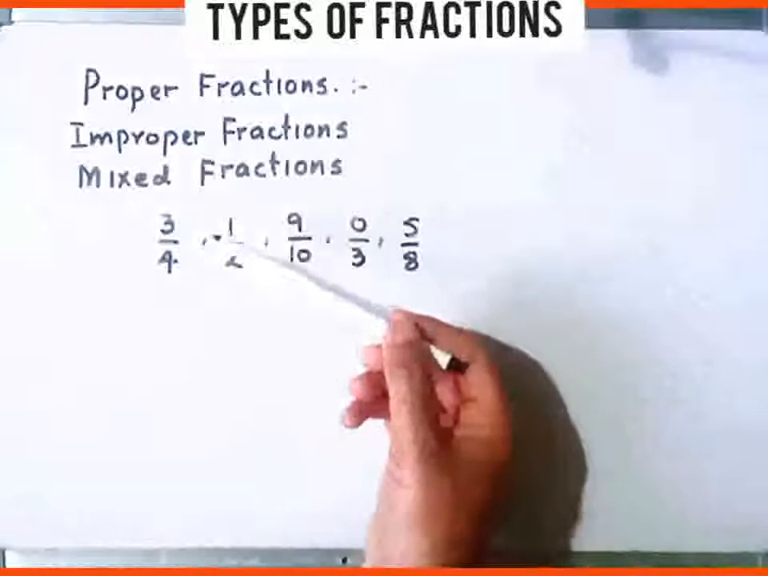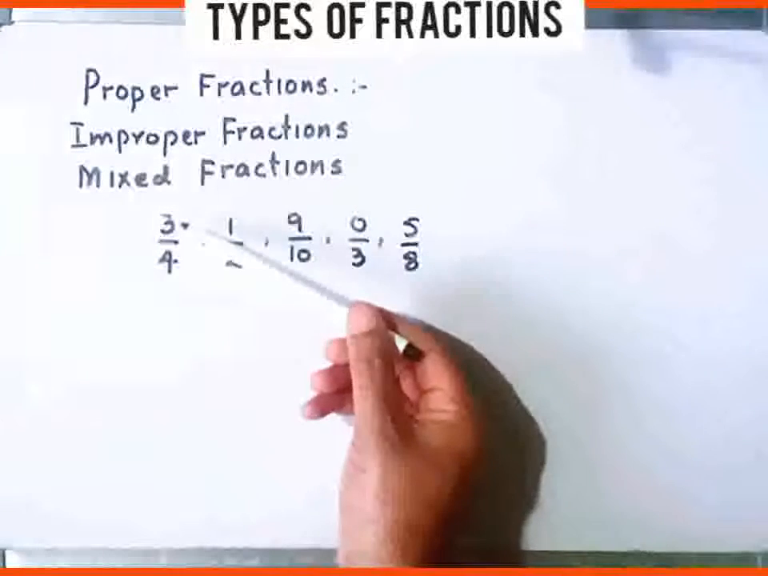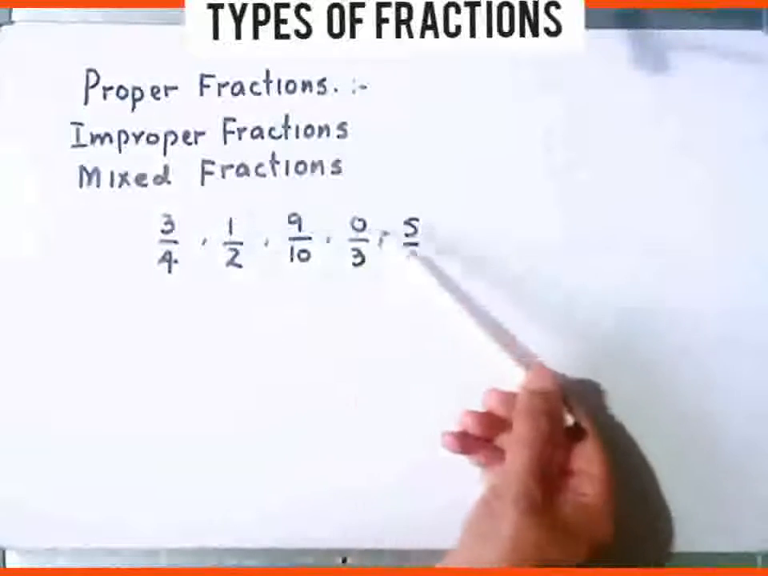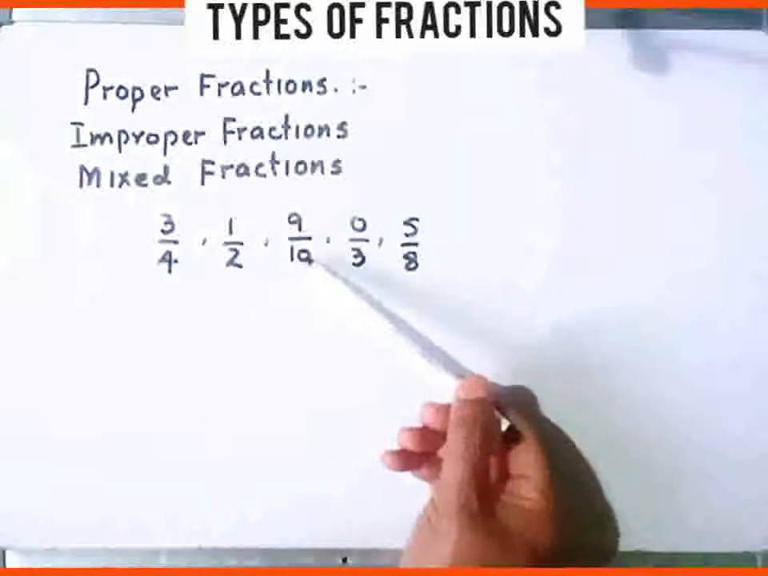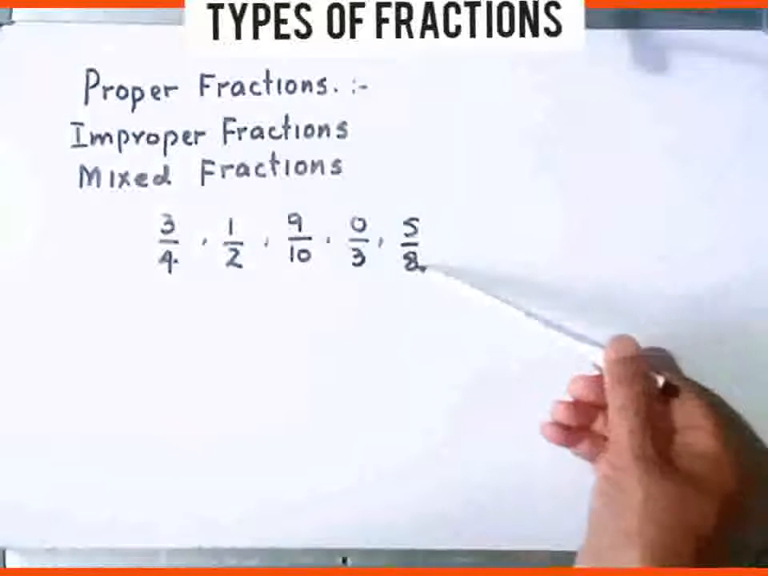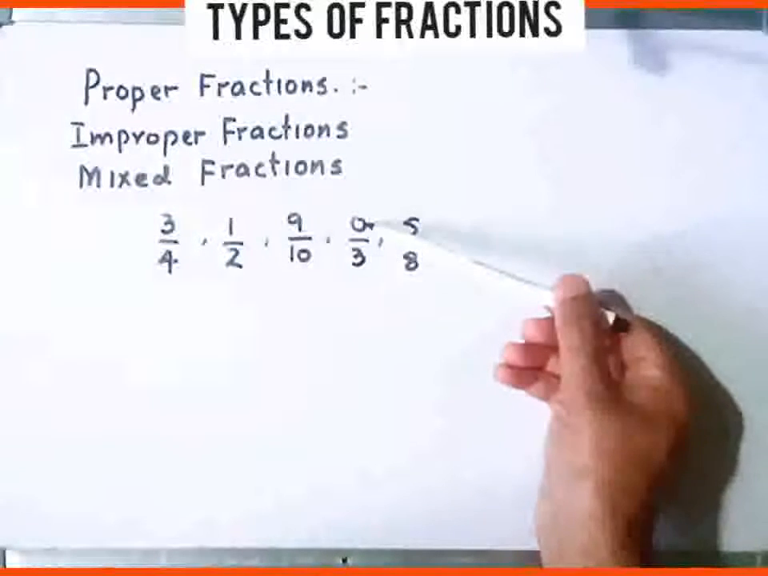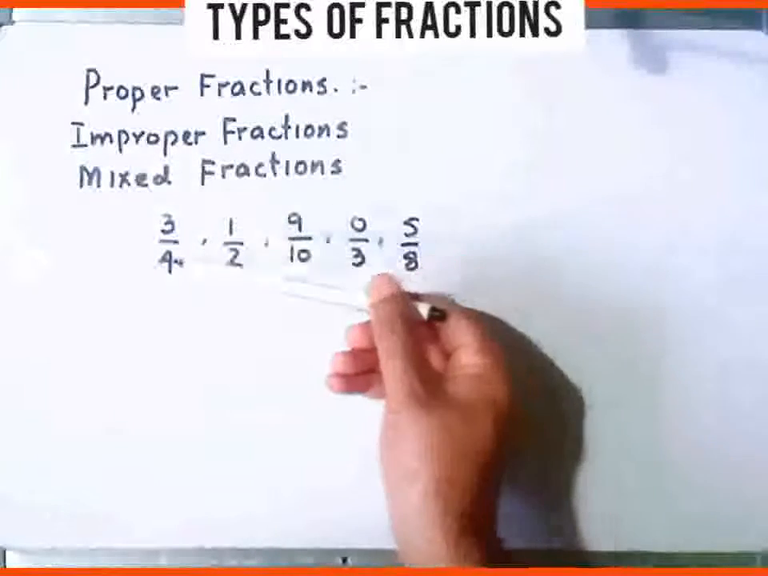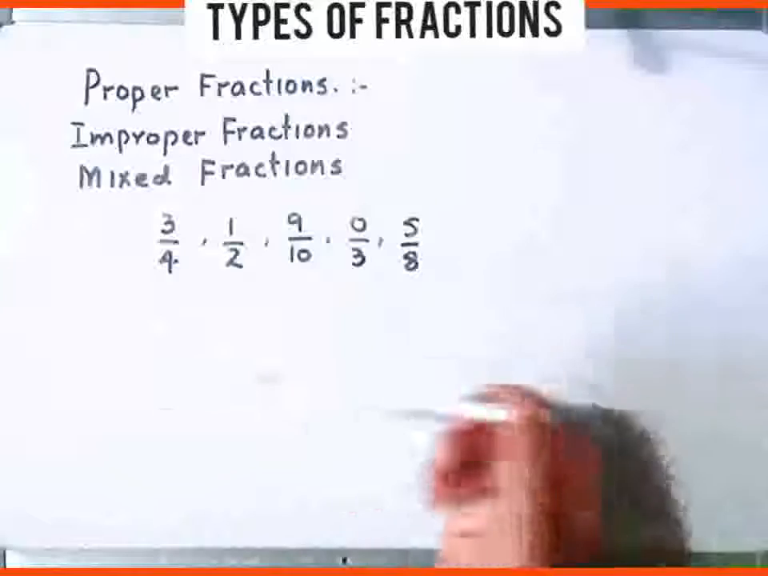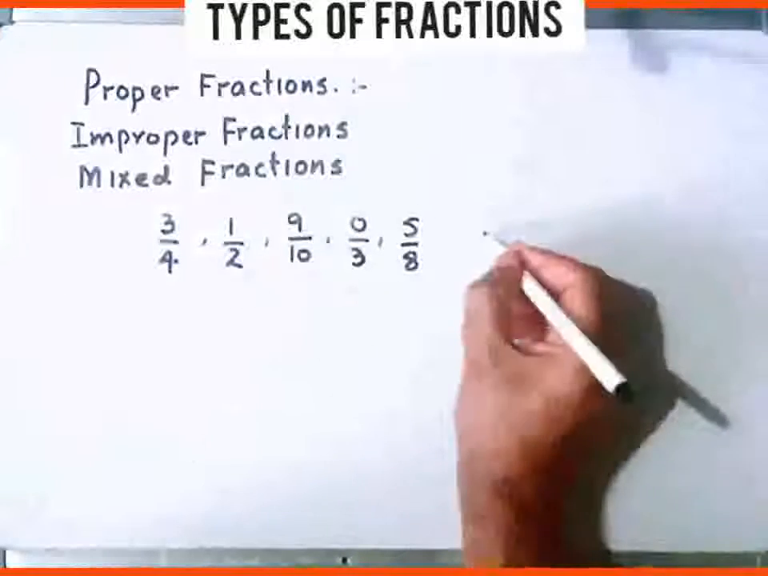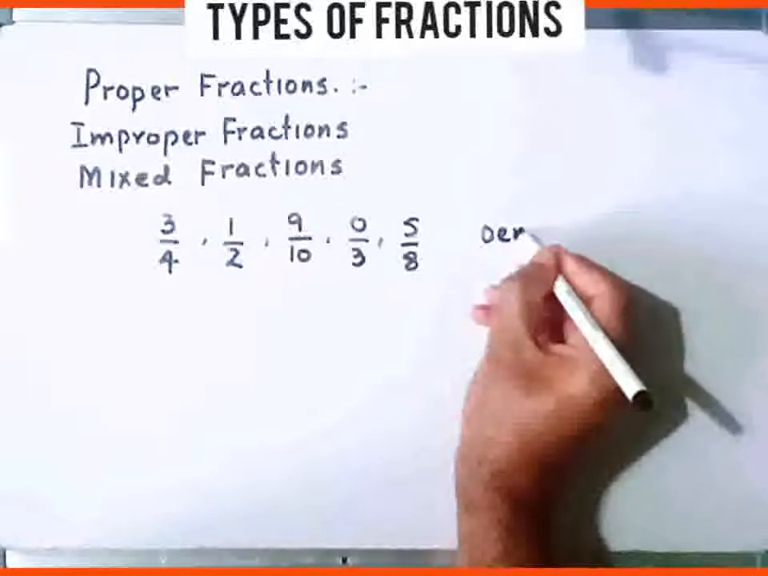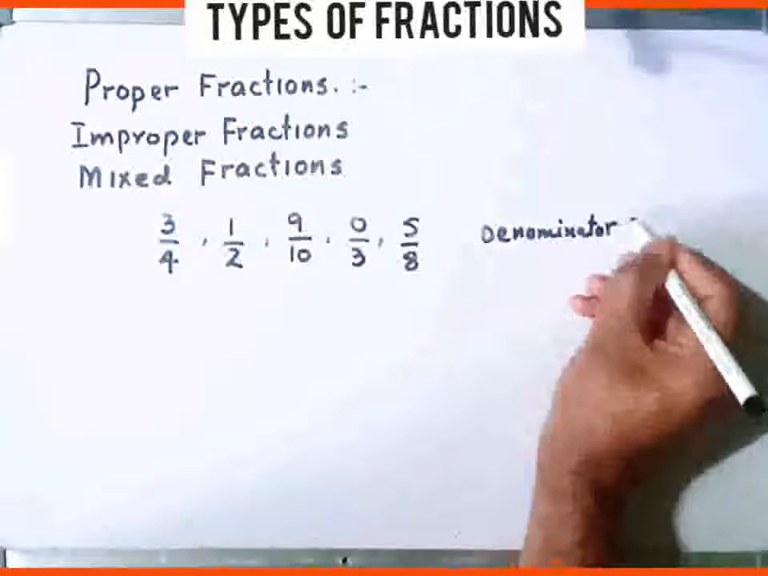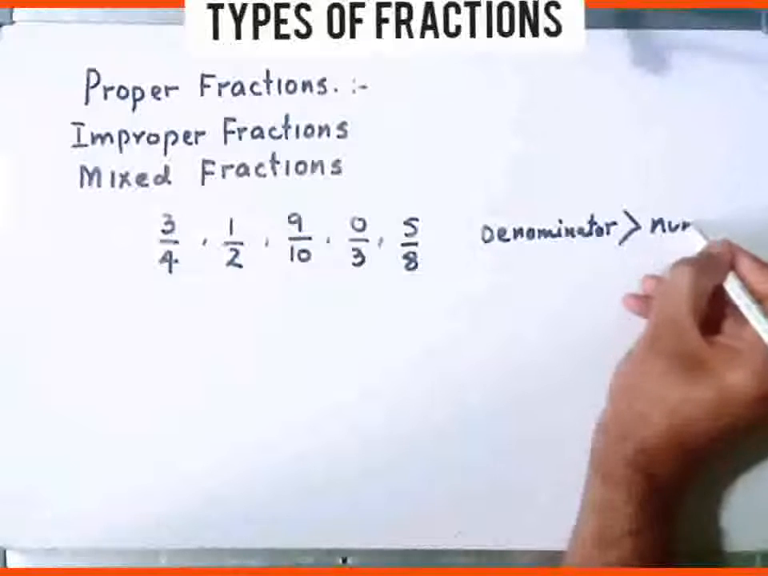You must notice one important thing. This is the numerator, this is the denominator. In all these fractions, the denominator is bigger than the numerator. 8 is bigger than 5, 3 is bigger than 0, 10 bigger than 9, 2 bigger than 1, 4 bigger than 3. In all these, the denominator is greater than the numerator, right?